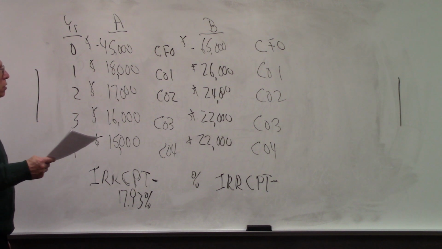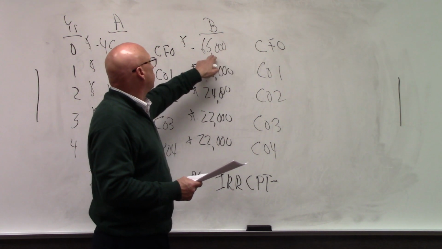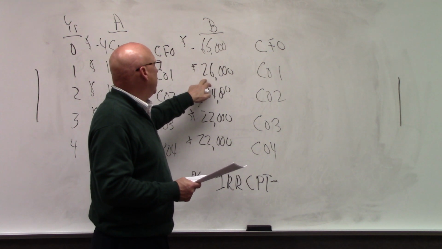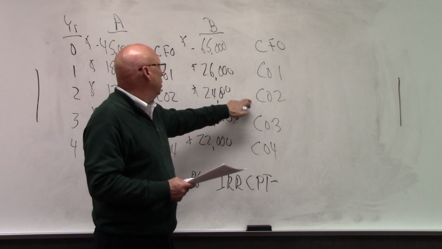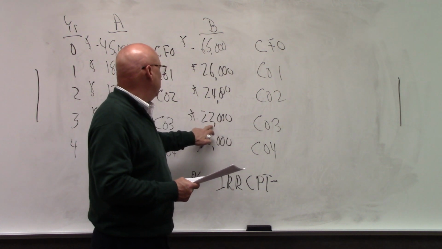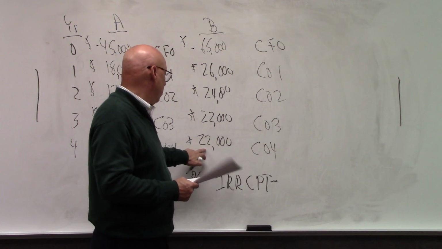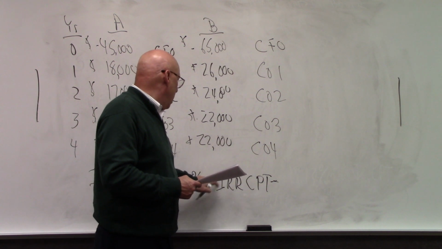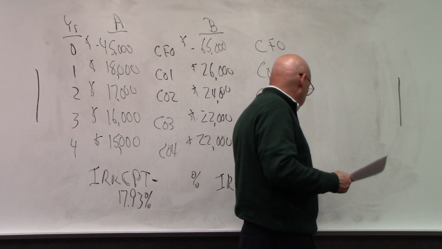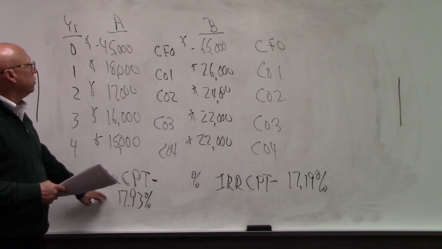Okay? Now, clear your calculator out. CF0 equals 65,000 plus minus, enter down arrow. CO1 is 26,000, enter down arrow, down arrow. CO2 is 24,000, enter down arrow, down arrow. CO3 is 22,000, enter down arrow, down arrow. CO4 is 22,000, enter down arrow, down arrow. IRR compute, and you get 17.19%. Now, let me just say, once again, Project A has a higher internal rate of return.